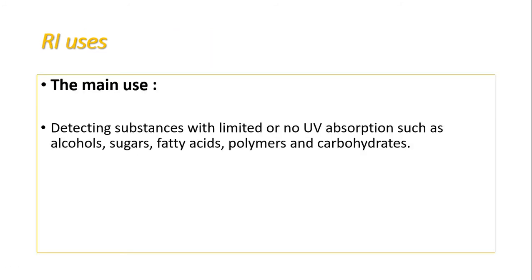RI use. The main and universal use for RI, and the common use, is detecting substances with limited or no UV absorption. These substances have low sensitivity to UV, so we can't use UV with these substances unless we have RI. Such substances include alcohols, sugars, fatty acids, polymers, and carbohydrates. For all of these substances we can use RI in order to detect them.